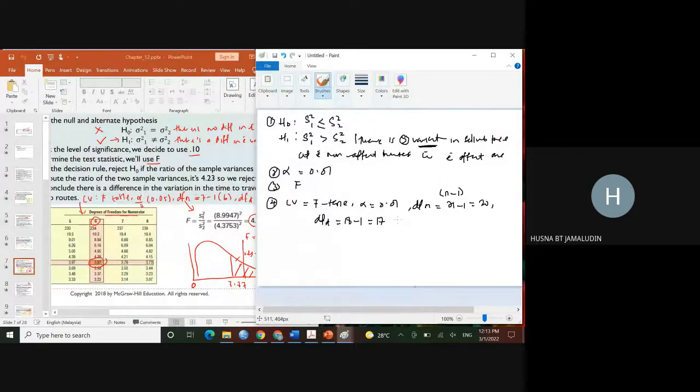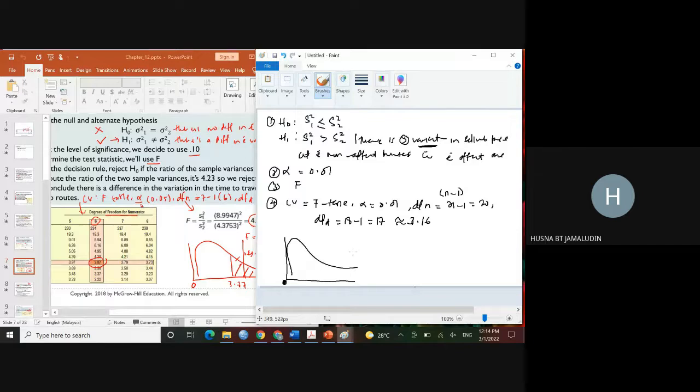So your CV is equal to 3.16. Okay, so then you're going to draw a diagram. F is a positive number, so you don't have a bell curve shape. You will have something like this. It's something like this. Okay, it's positive. Definitely the value is positive.